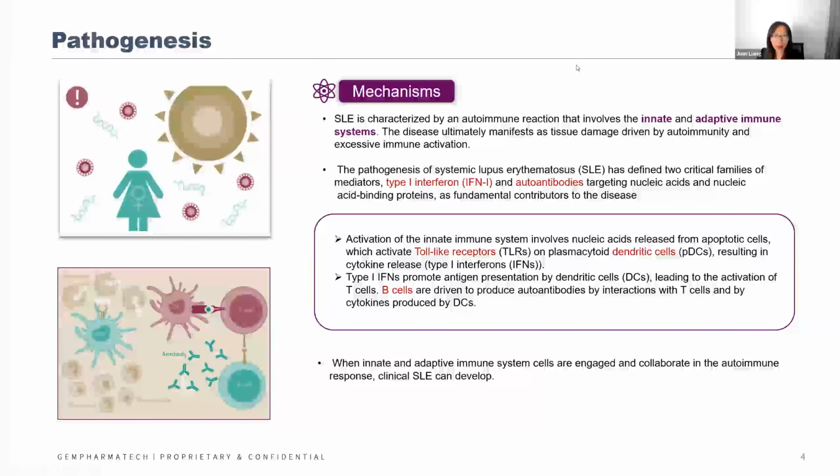SLE is caused by an autoimmune reaction that involves innate and adaptive immune systems. Also, the pathogenic mechanism of SLE is quite complicated. Type 1 interferon and autoantibodies for nucleic acid and nucleic acid binding proteins have been considered as the two fundamental contributors to the disease. When innate and adaptive immune systems are engaged and collaborate in the autoimmune response, clinical SLE could develop.